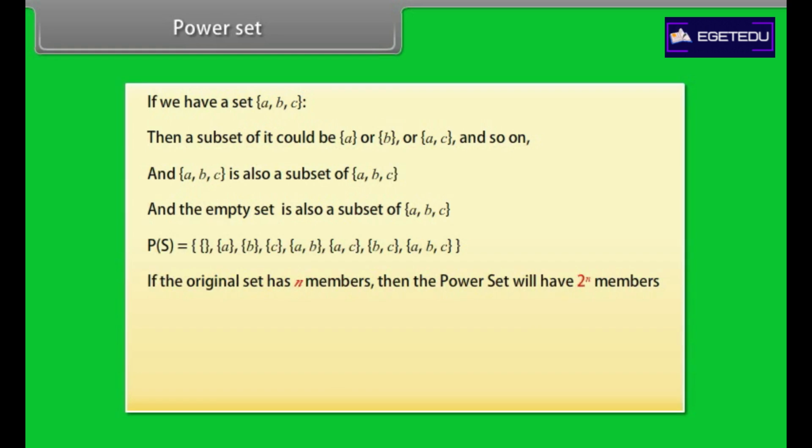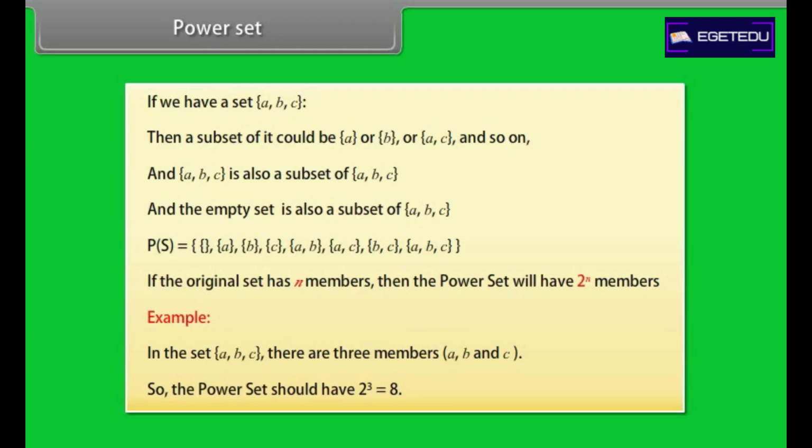If the original set has n members, then the power set will have 2 raised to power n members. Example: in the set {A, B, C}, there are 3 members A, B, and C. So, the power set should have 2 raised to power 3 is equal to 8, which it does.